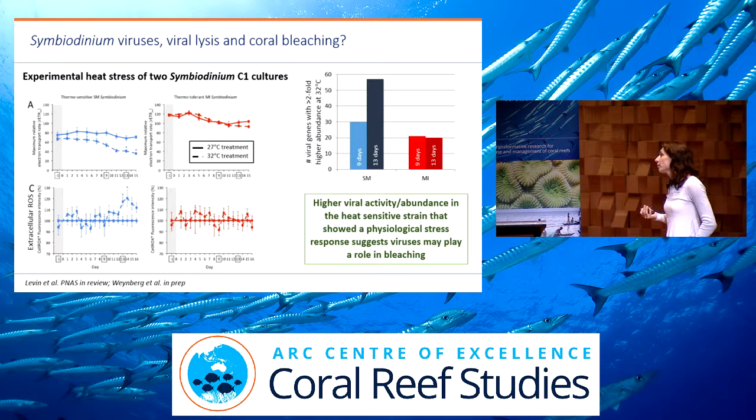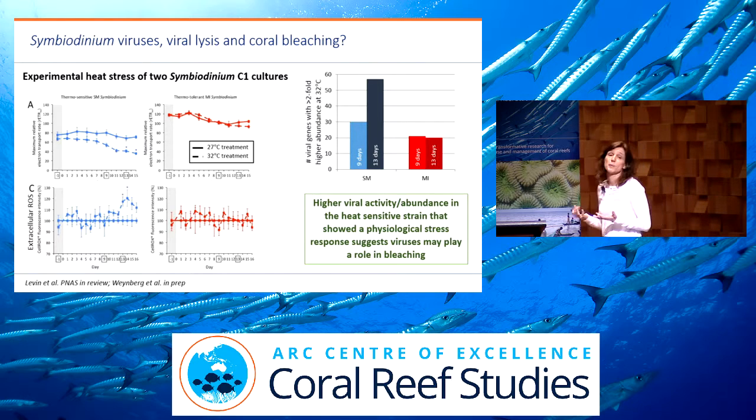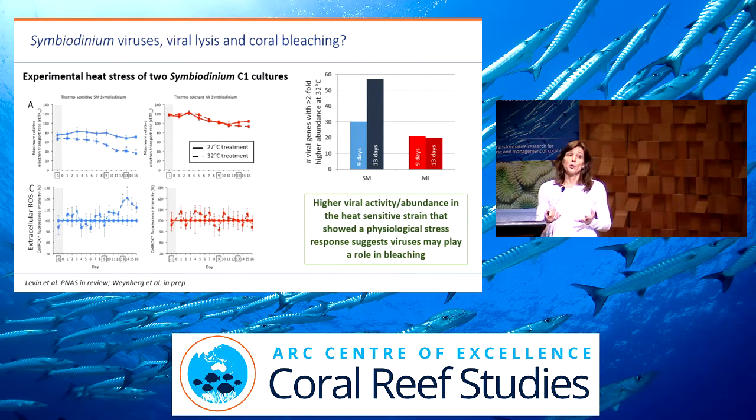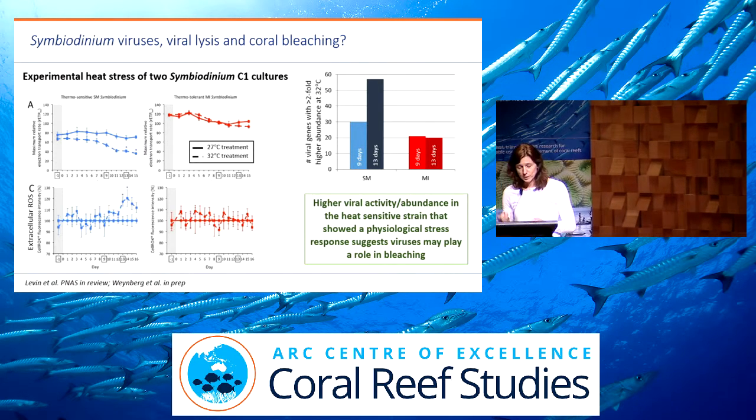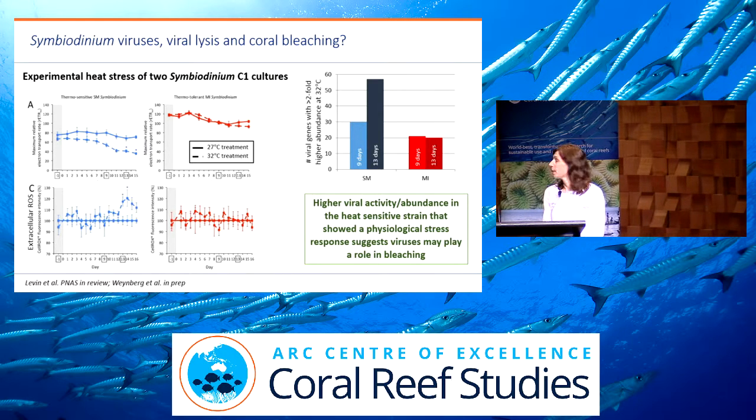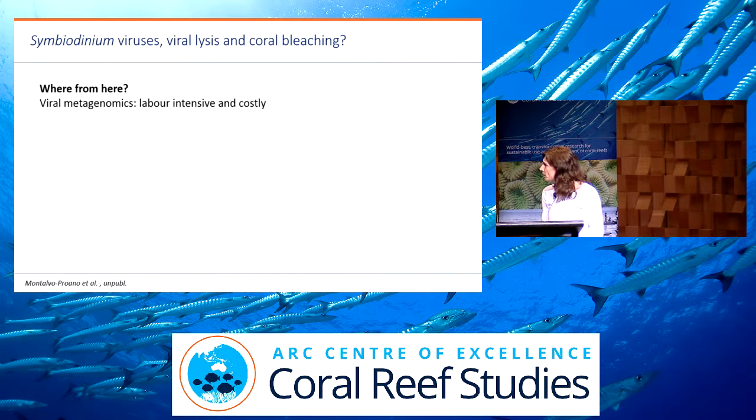And this higher viral activity or abundance in the heat-sensitive strain suggests that viruses may play a role in bleaching. It's still very early days, and we need to follow this through, but there is some hint that they may play a role. So where do we go from here?